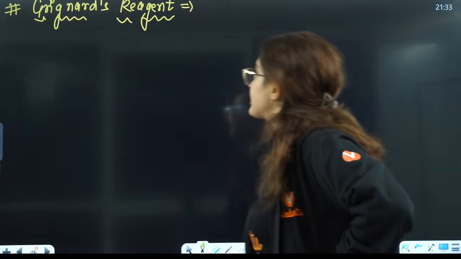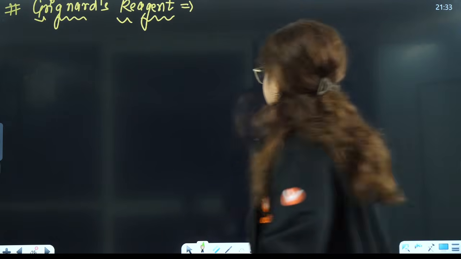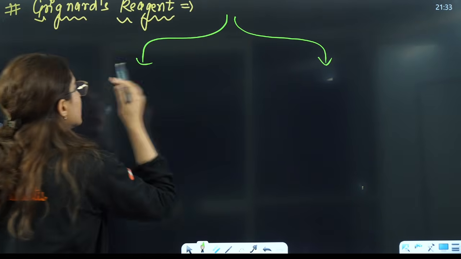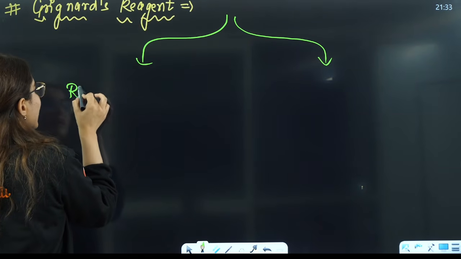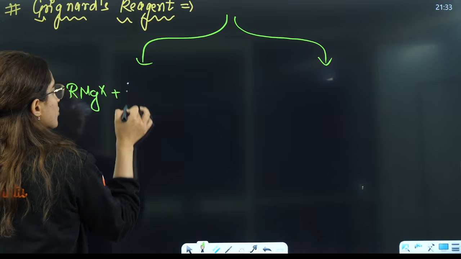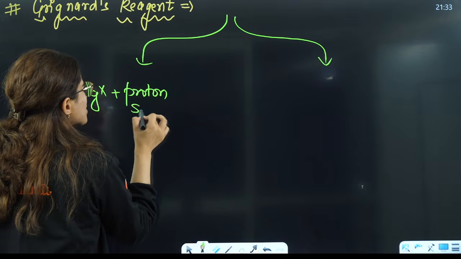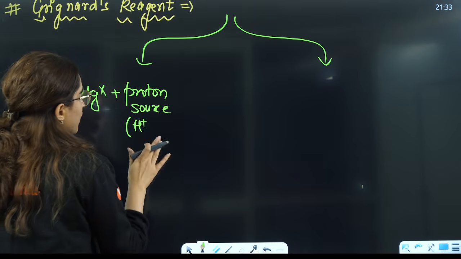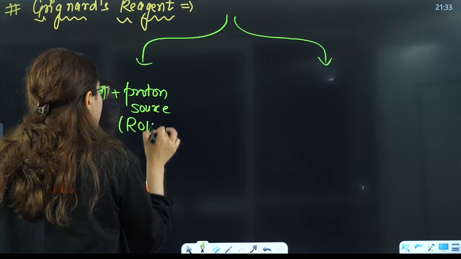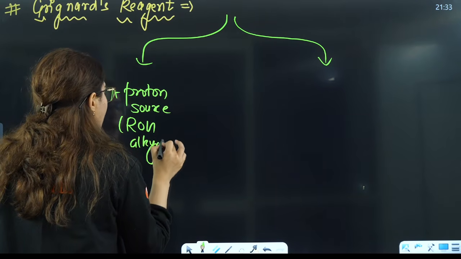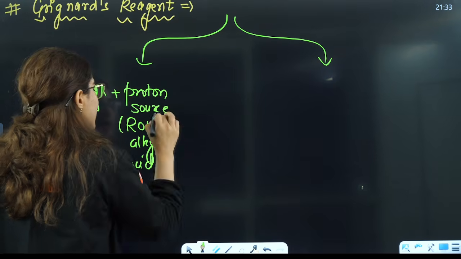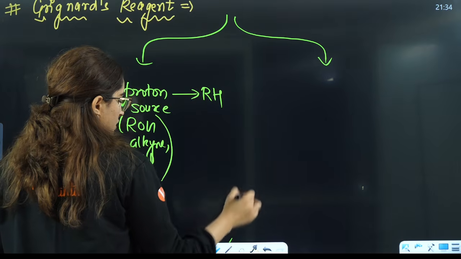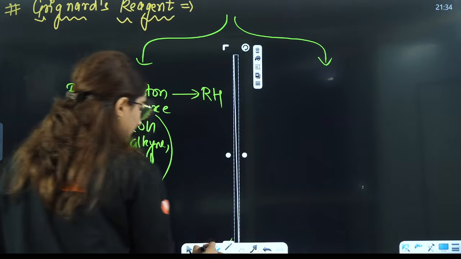Okay, next is Grignard reagent. See, Grignard reagent shows two kinds of reactions, very important. First is Grignard reagent finds any proton source. Proton source means any source which gives you proton. It can be H positive from alcohol, it can be from alkynes, it can be from acid. Anywhere it gets proton source, it will be converted to alkanes.